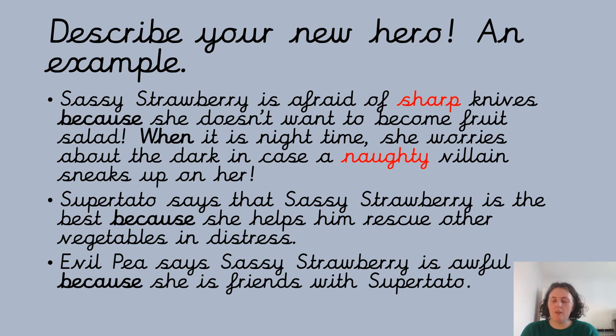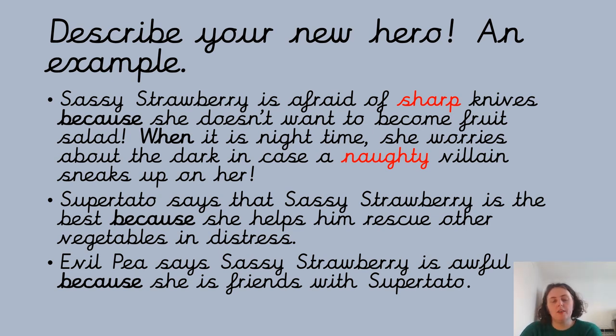So on this slide, I've carried on with my description. This time I've moved on to what their fears and worries are and then what the others say. So Sassy Strawberry is afraid of sharp knives because she doesn't want to become fruit salad. When it is nighttime, she worries about the dark in case a naughty villain sneaks up on her. Sweet Potato says that Sassy Strawberry is the best because she helps him rescue other vegetables in distress. Evil P says Sassy Strawberry is awful because she is friends with Sweet Potato.